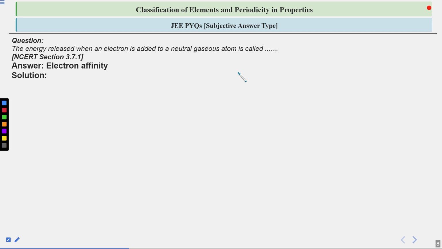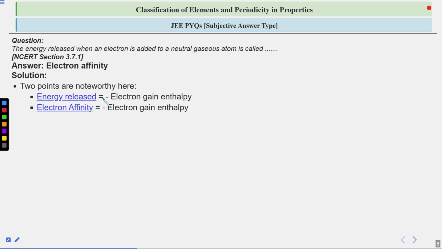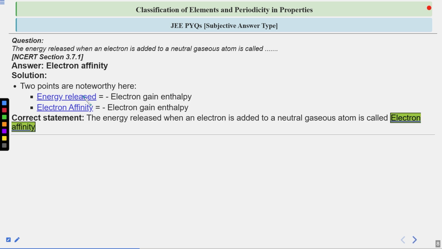Now, to do this question, 2 points are noteworthy here. First, if you are talking about the energy released, then energy released is simply equal to the negative of the electron gain enthalpy. And the second thing is, your electron affinity is also equal to the negative of electron gain enthalpy. So both have the same value. Therefore, we can say that the energy released during addition of an electron to a neutral gaseous atom is called electron affinity and not electron gain enthalpy.